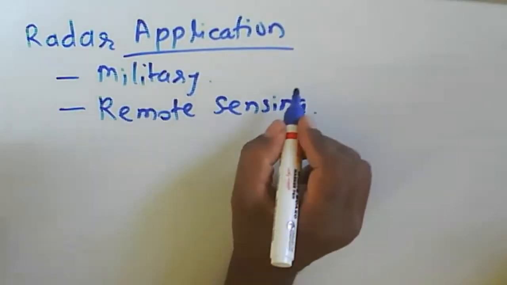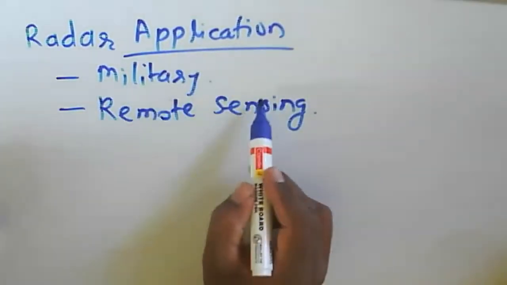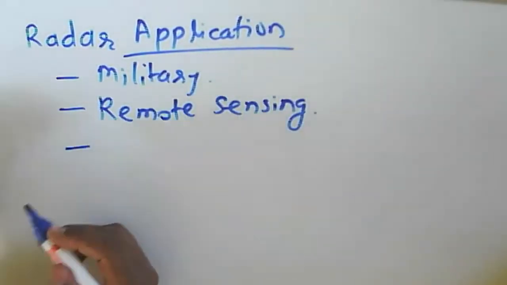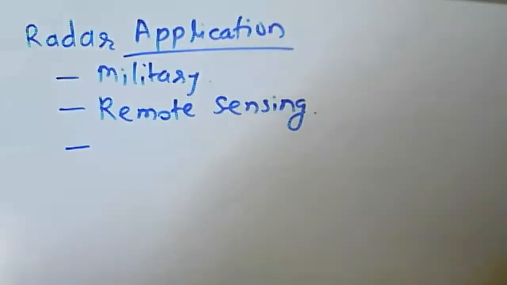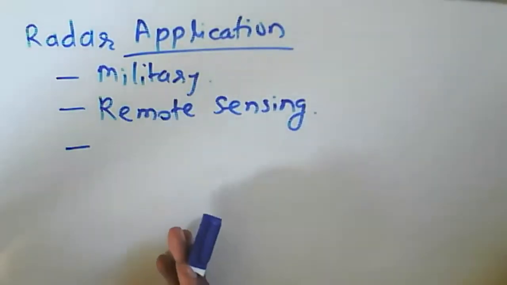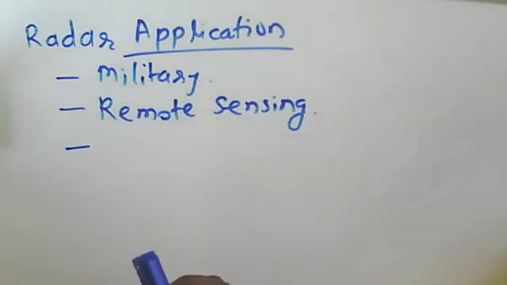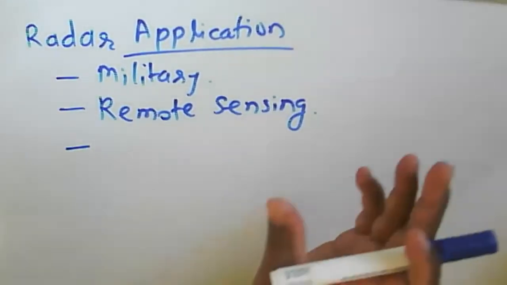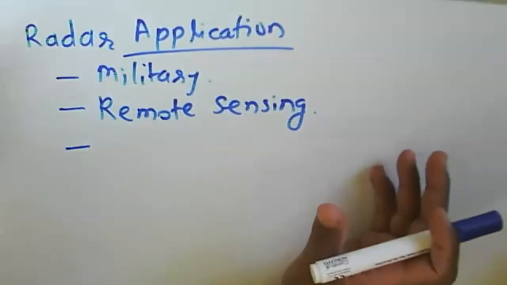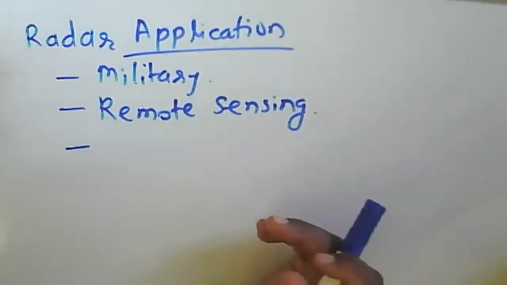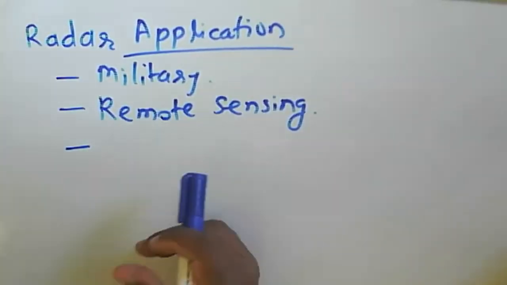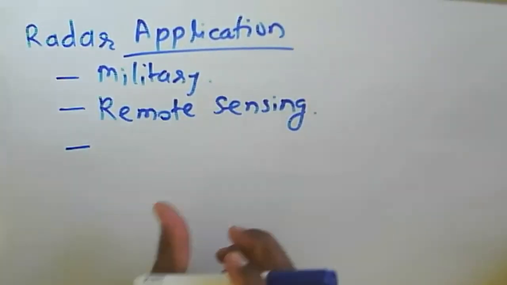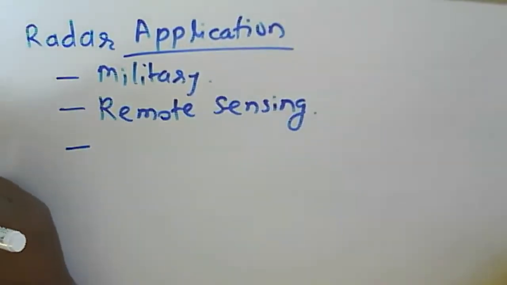Now for each and every band, these are the various applications, and the frequency used for each application will be different, because that particular object has to reflect that particular signal. So if there is snow, which particular signal will be reflected by the snow? That particular frequency is to be used for the given application.